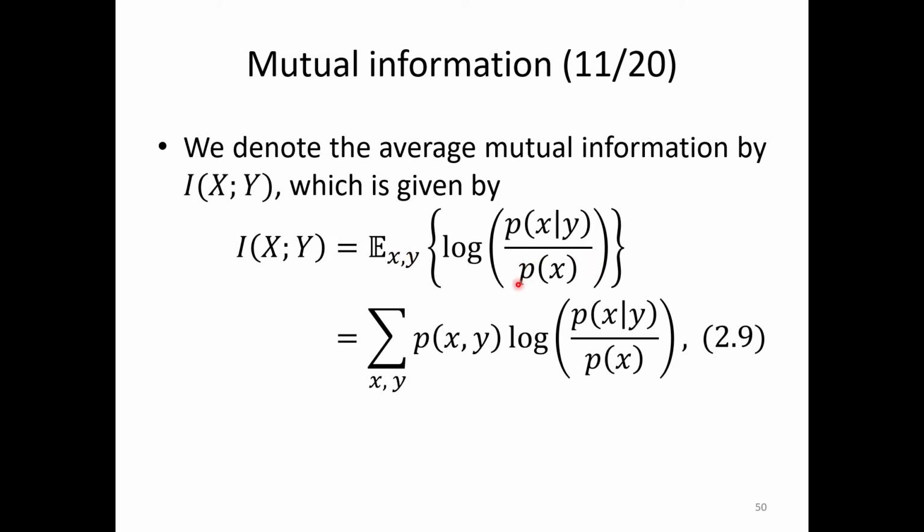Here P(x) is the probability mass function of the random variable capital X, and P(x given y) is the conditional probability mass function of X given the random variable capital Y. According to the definition of expectation, it is equal to the summation over all possible x and y of P(x, y), the joint probability mass function of the random variables X and Y, times log P(x given y) over P(x).